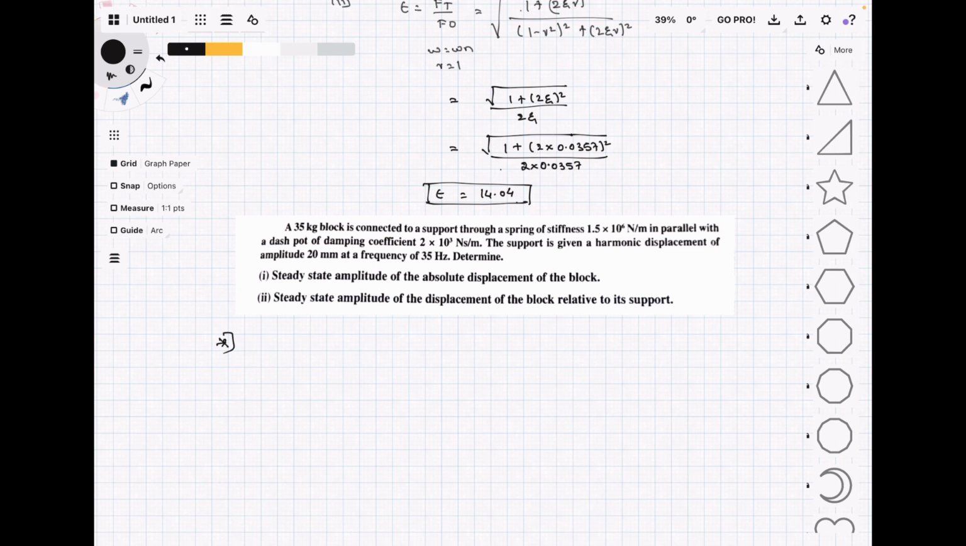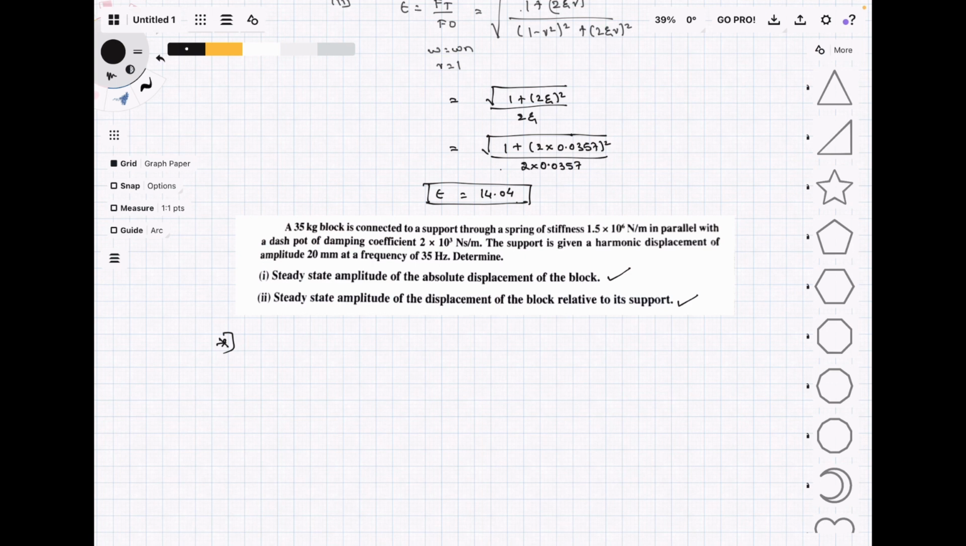Remember this, this is once again a problem of motion transmissibility, where the support is vibrating and how much of the amplitude is being transferred to the mass, or vice versa. The same thing is happening here. The problem asks for the absolute displacement and the relative displacement. Already I have told you the differences here.